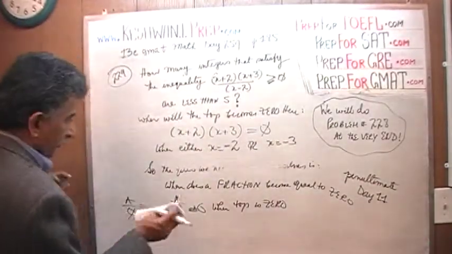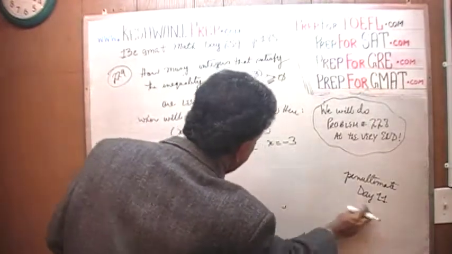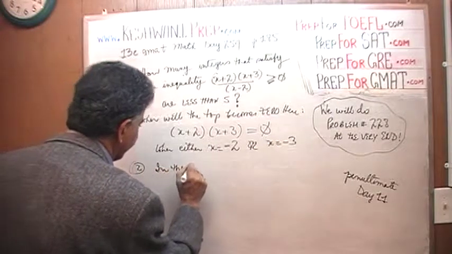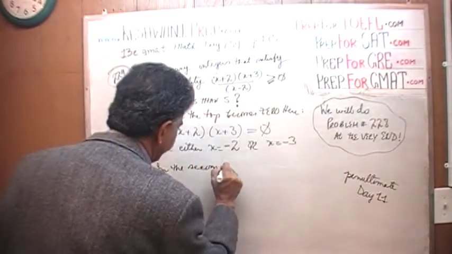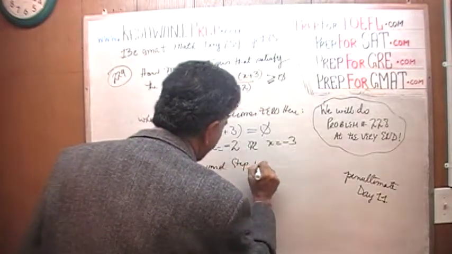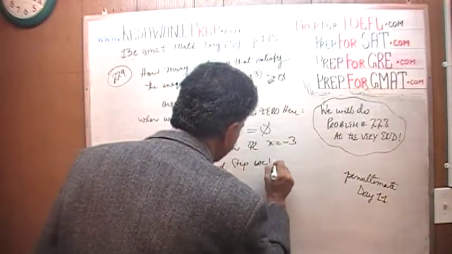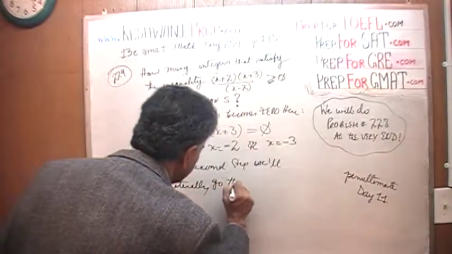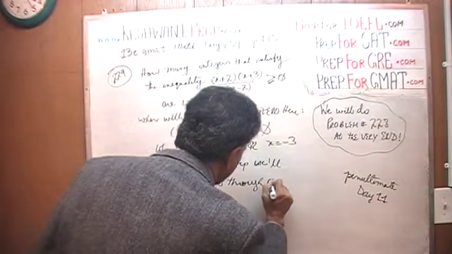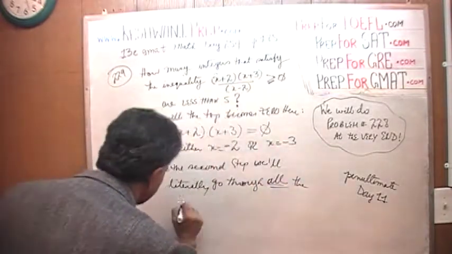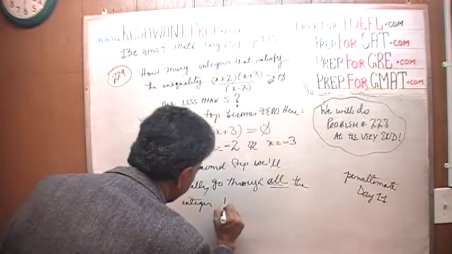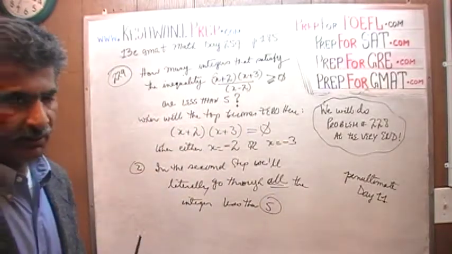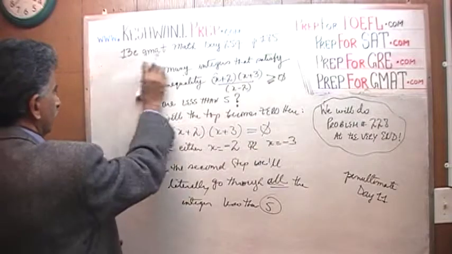So we are done with the first step. Now, in the second step, we will literally go through all the integers less than 5. All the integers. It may sound like a daunting task, but it's not. Trust me. I need the room, so I'm going to start from the top.